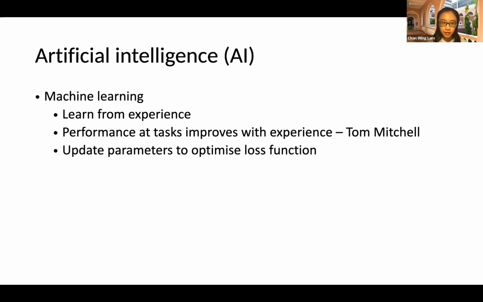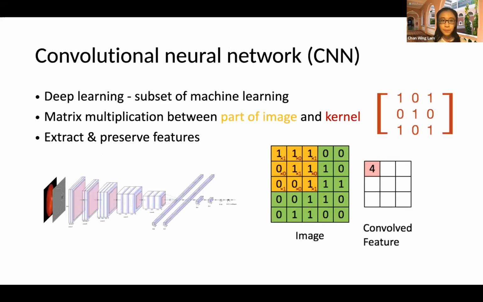We're talking about machine learning, a subset of AI. These algorithms can learn from experience. According to Tom Mitchell, their performance at tasks improves with experience. And this is done by updating the parameters to optimize the loss function. And a subset of machine learning is deep learning. And among deep learning, there's convolutional neural network, CNN.